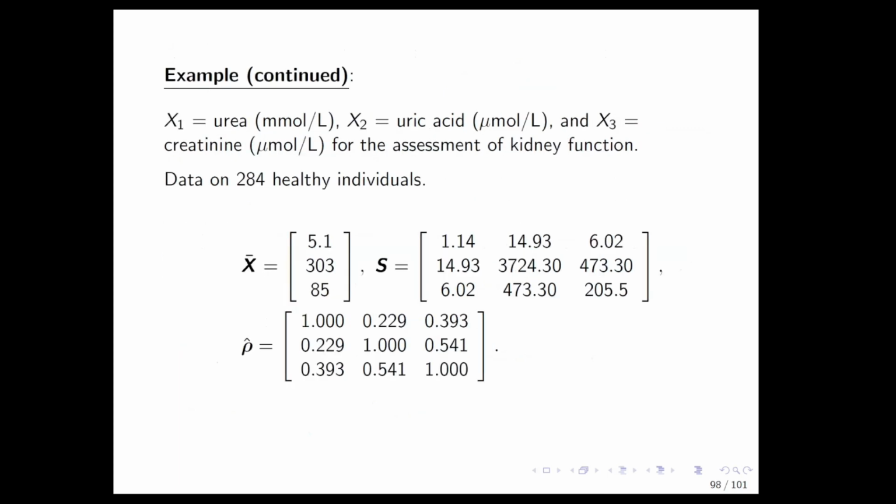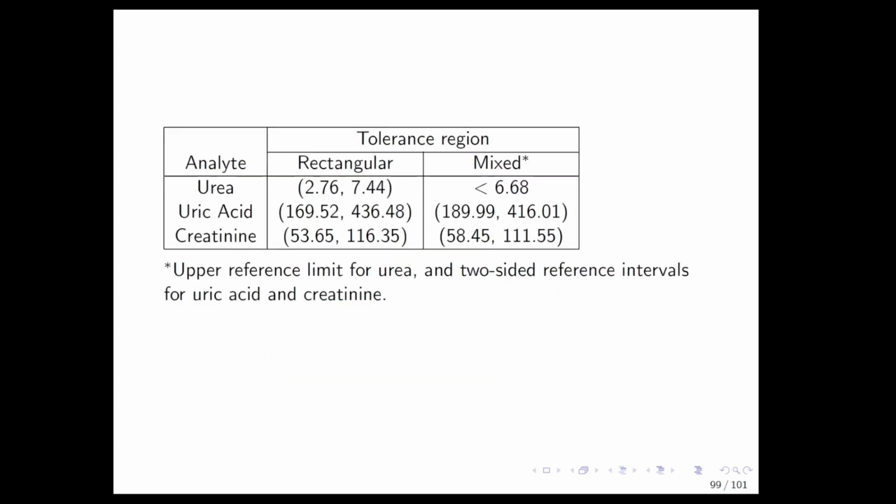Okay, if I go to this example, we have the sample mean vector and the sample covariance matrix. And what we have done, we have computed separate two-sided intervals for each component. It's a rectangular region. We also looked at an upper limit for the urea and a two-sided interval for the other two components. So this is possible with the methodology that we developed.